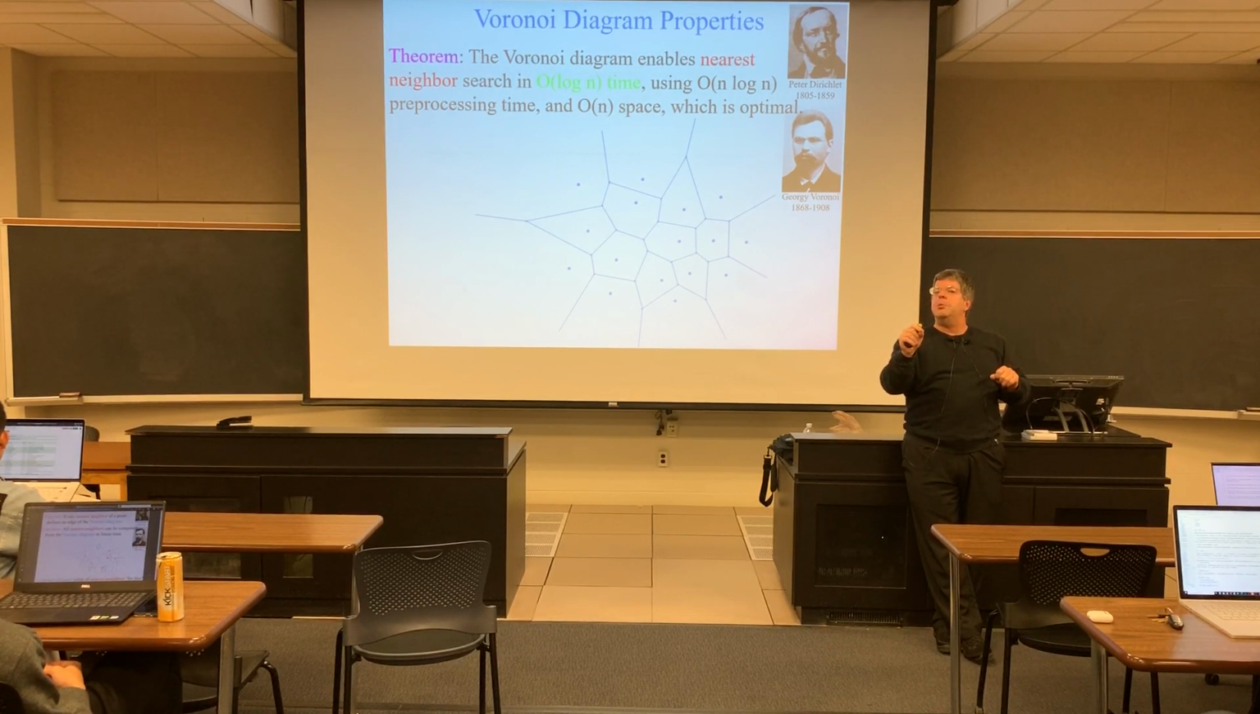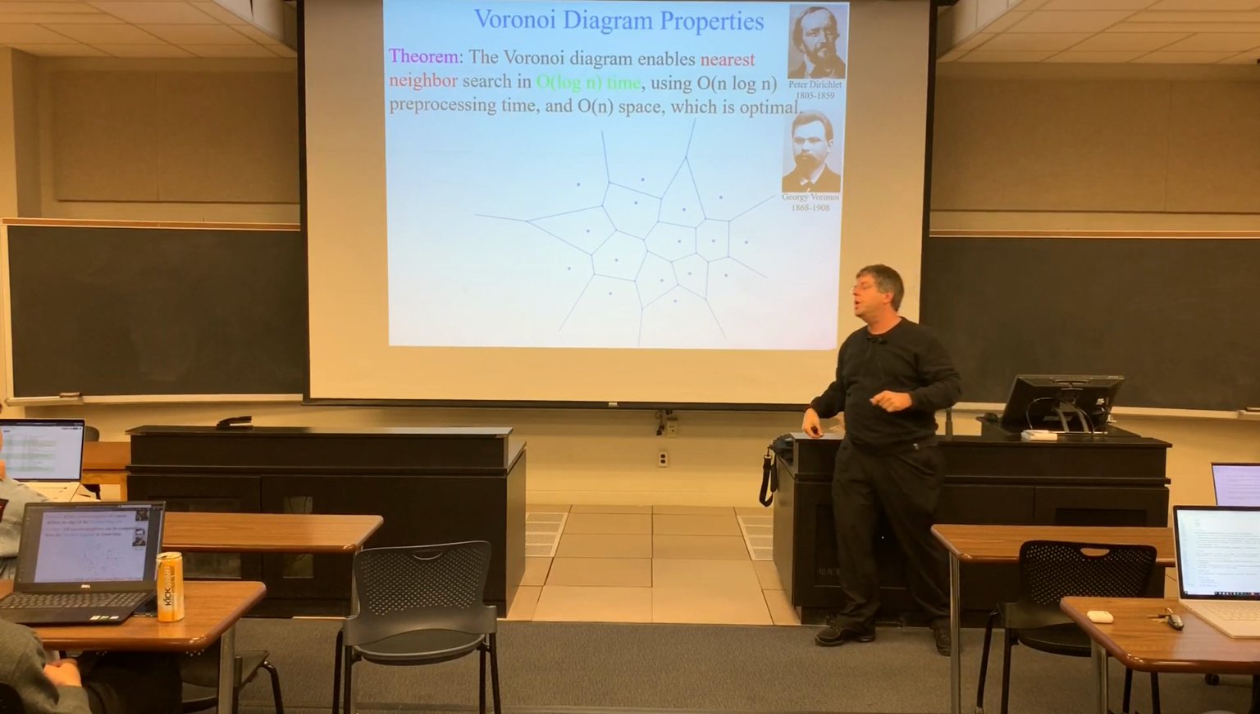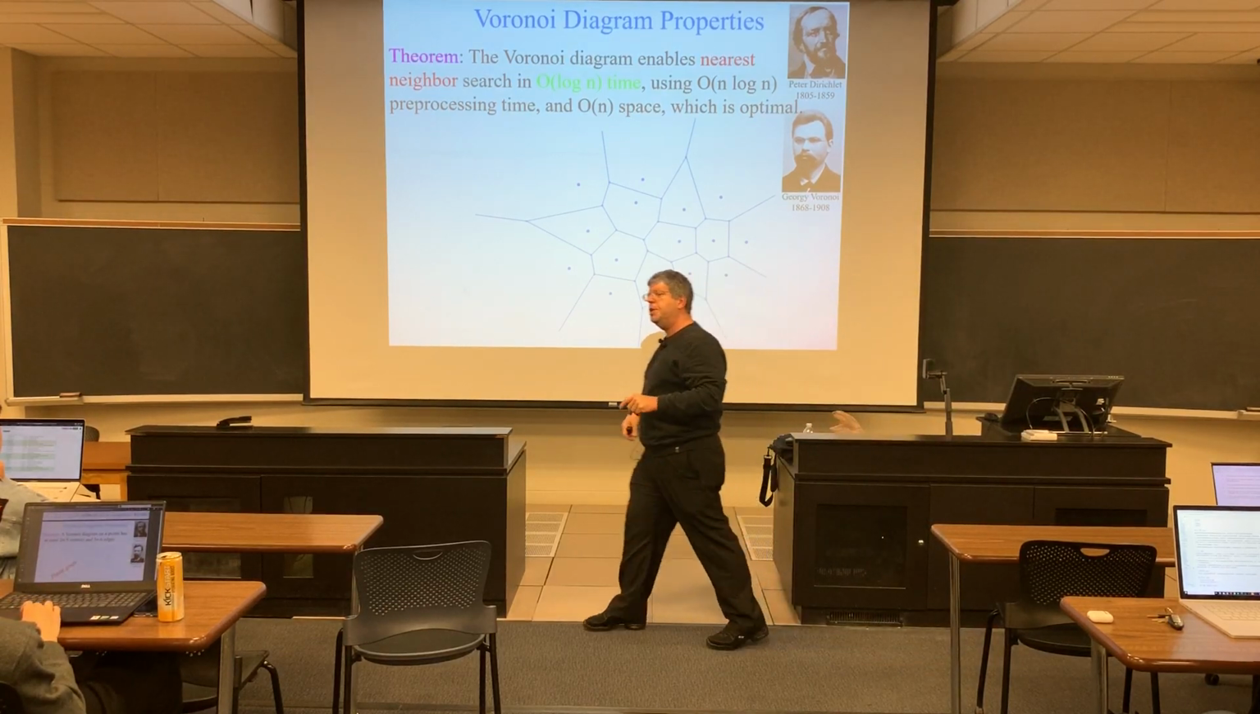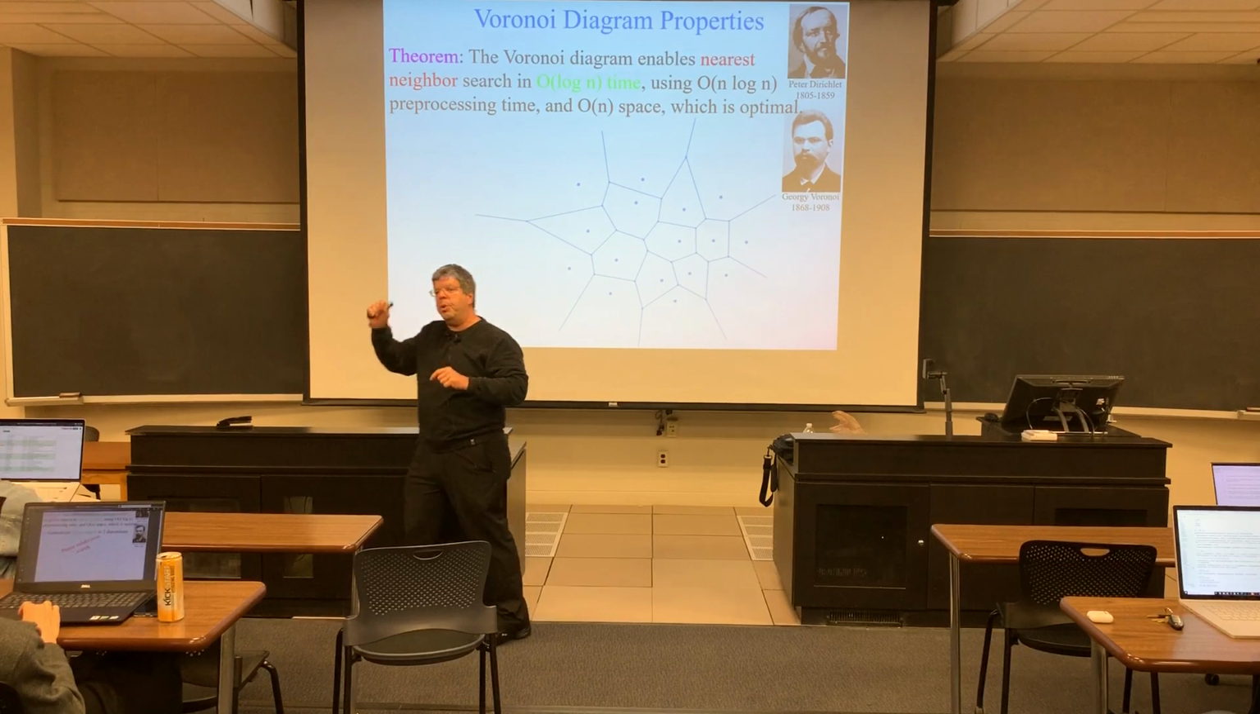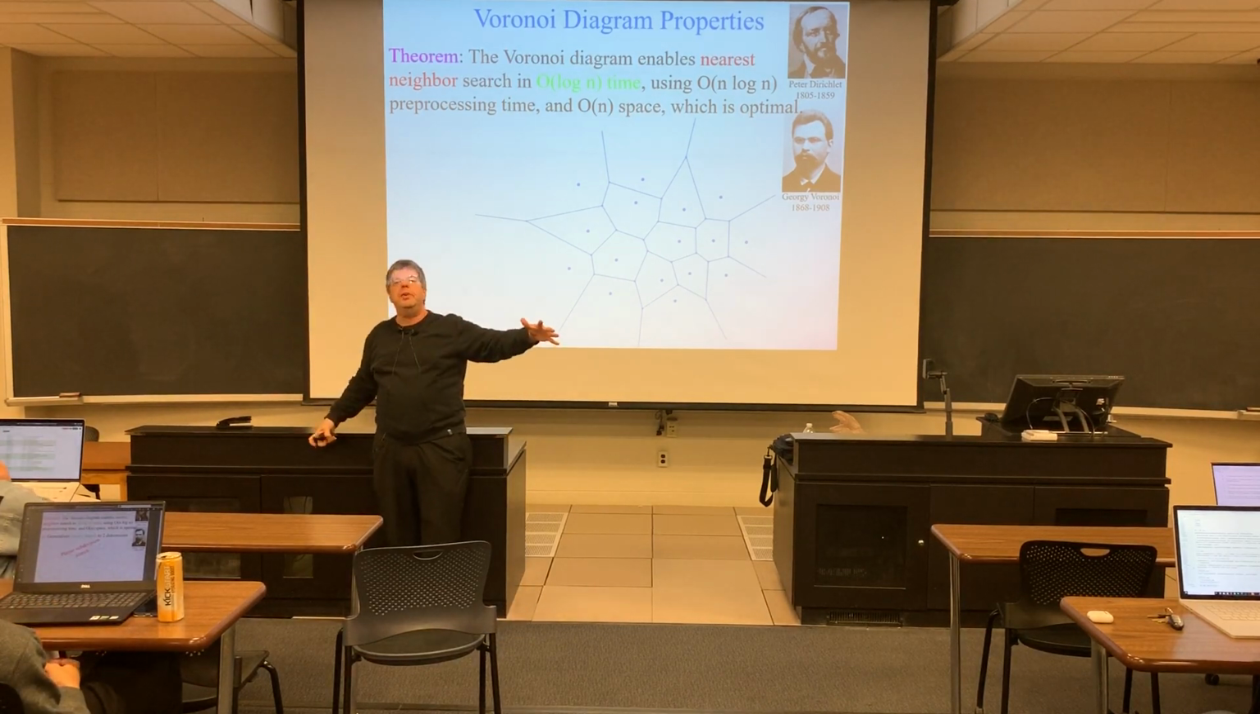Remember, we did the slab method. We divided it into strips, and in each strip you had all these trapezoids, and you did a pair of binary searches, and that tells you which region any given query point falls into. The subdivision is fixed. The query points vary. They change over time. New query points come along. But in a pair of binary searches, you can locate a point inside a large planar subdivision.